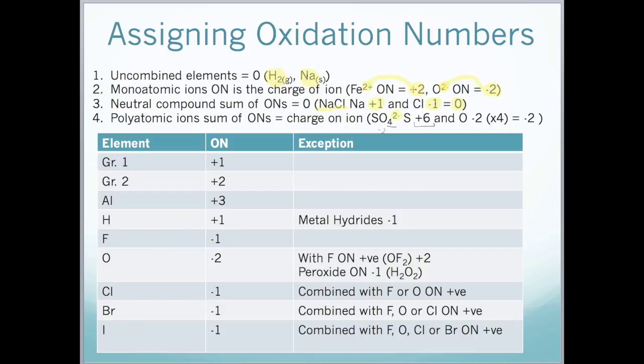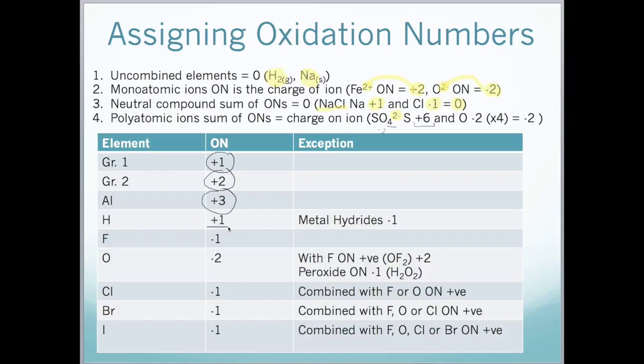In this table I've summarized the main oxidation numbers that we need to be aware of. Every element in group 1 will have a +1 charge. There are no exceptions. In group 2, everyone will have a +2 charge. Aluminium will have a +3 charge.